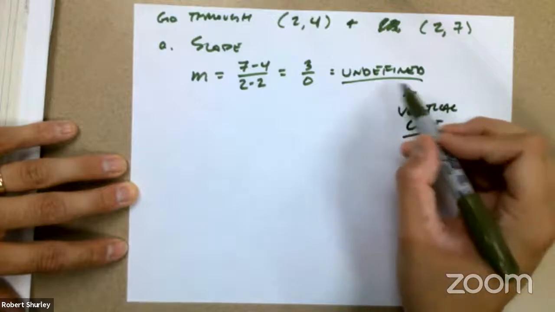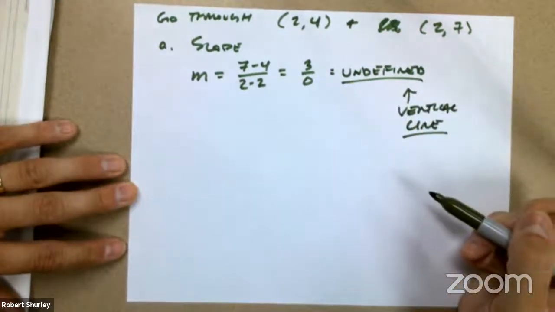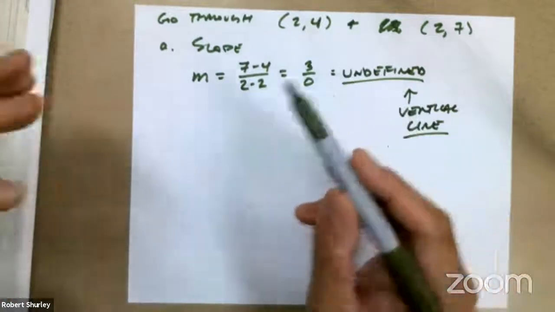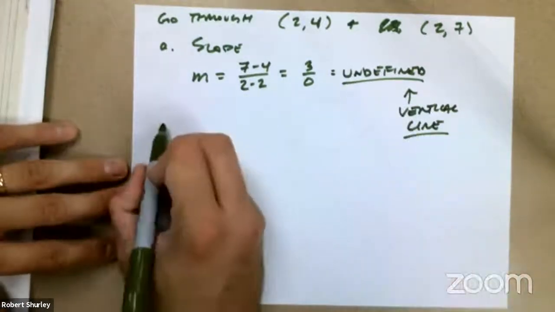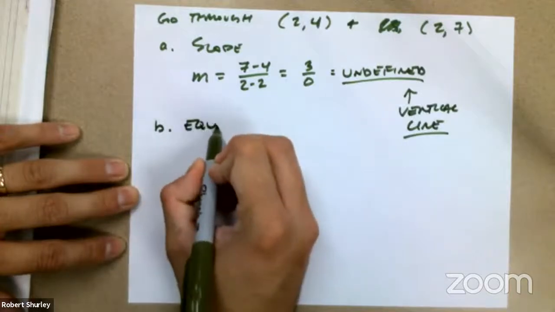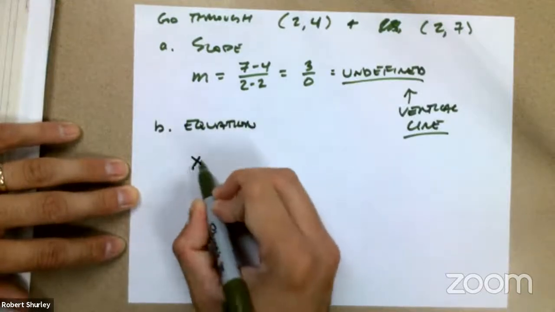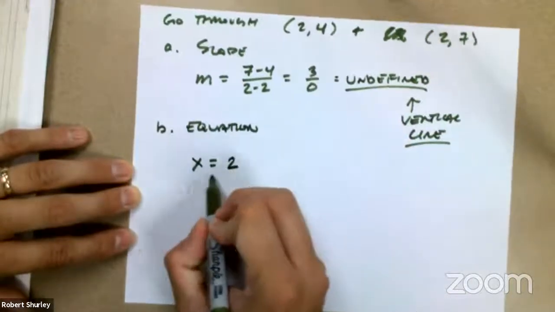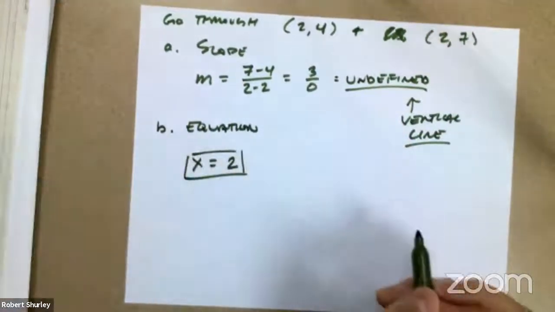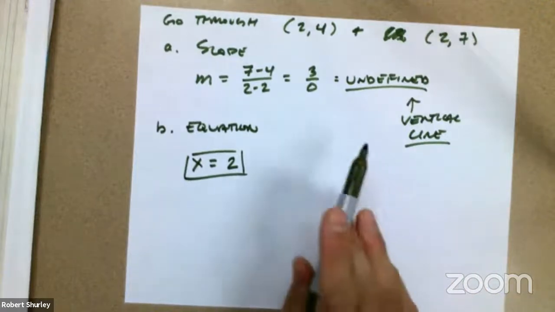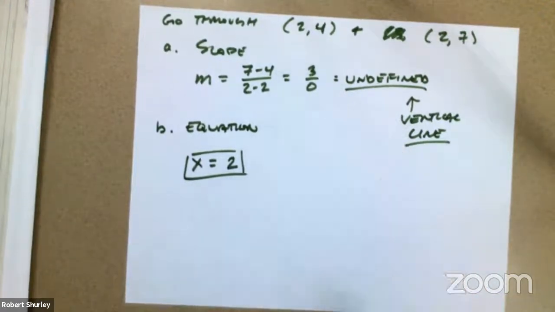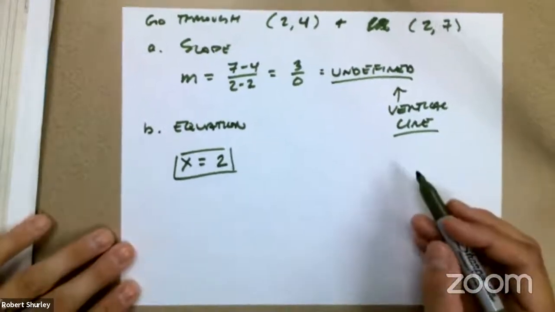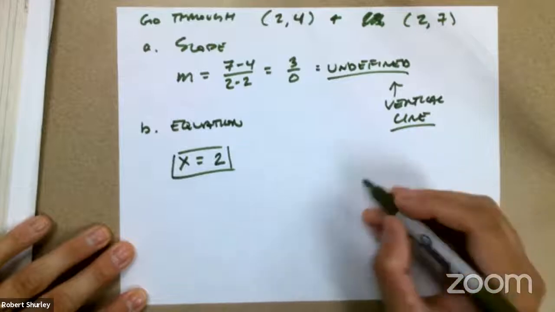Vertical lines do not line up in that form because you don't have a y value. It's only an x value. So if I wanted the equation for this line, it's just x equals whatever the x value stays. So x equals 2. Okay, that's the equation of this line, and it has an undefined slope. So we can't put it in point slope form. We can't put it in slope intercept because there's no y value, and all of those are really based on the y.